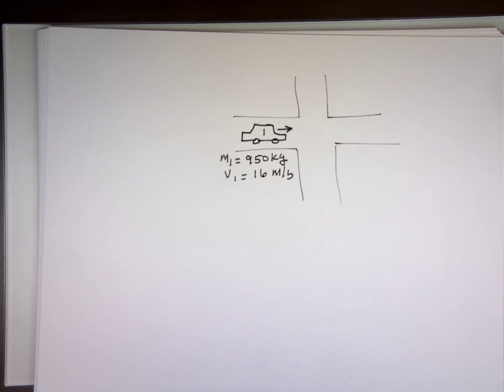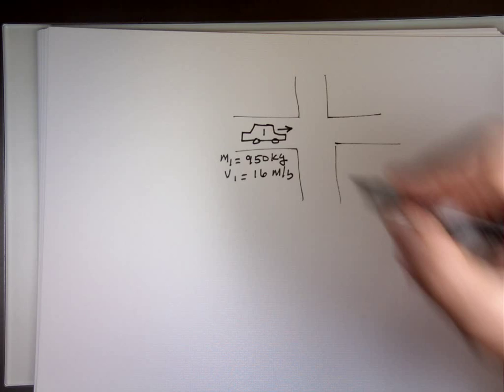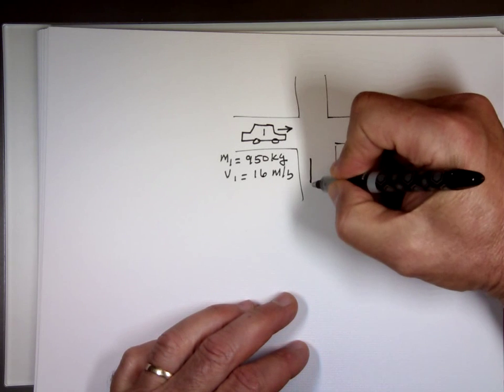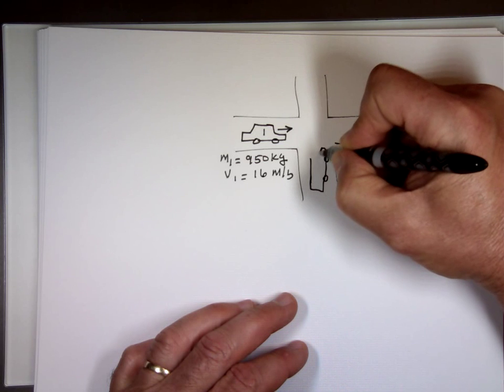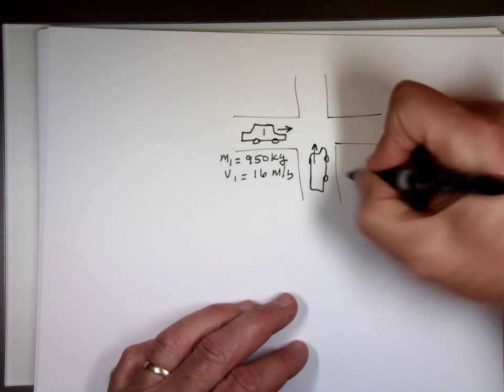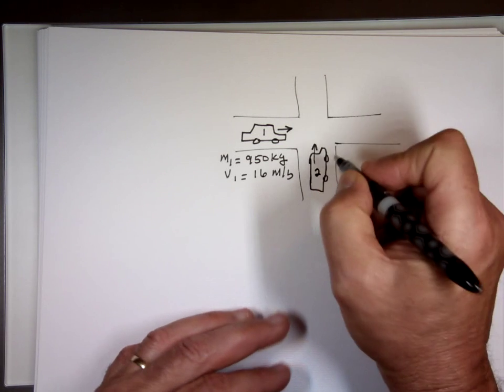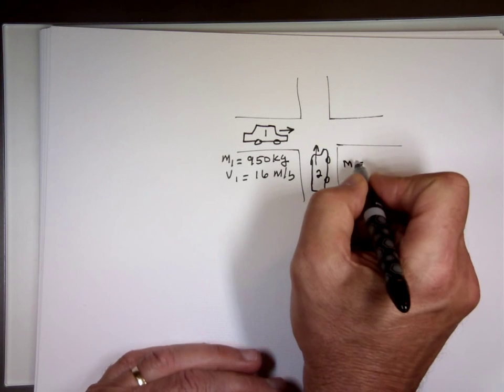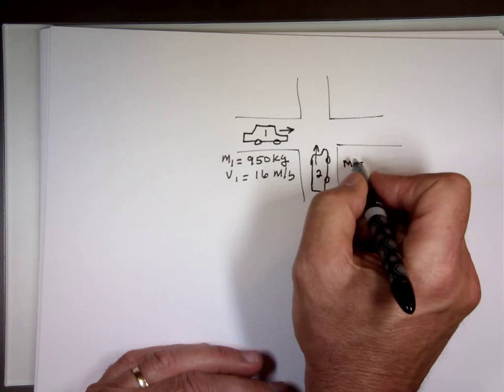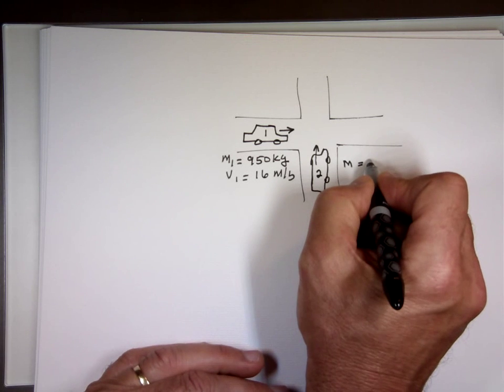Now we got a minivan here. Here we go. It has car number 2, or the minivan is number 2. The mass of the minivan, a little bit bigger, heavier, has some kids in it. We don't want to kill anyone. Of 1,300 kilogram, not 130.